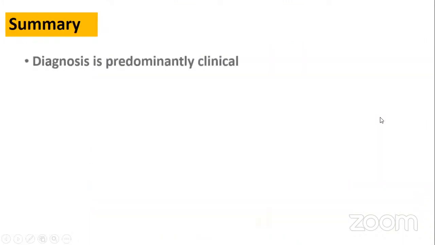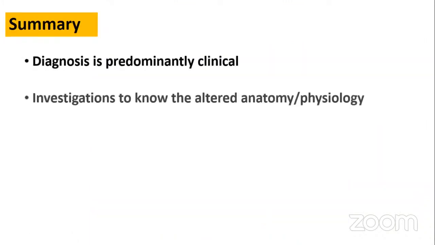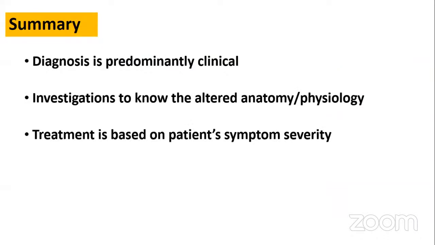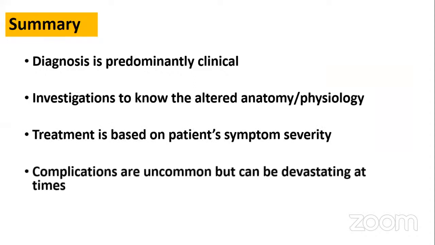Remember that one procedure. So diagnosis is predominantly clinical for carpal tunnel. Investigations are to know the altered anatomy and physiology, and treatment is based on patient symptom severity. So you can start with conservative management and then go for surgery if it's not responding. Complications are uncommon generally, but when it happens, it can be quite devastating, especially nerve injuries, the recurrent branch, or the median nerve itself. So we have to be very, very careful. These patients really have severe problems and they come back repeatedly, and repeat surgery is not so easy.